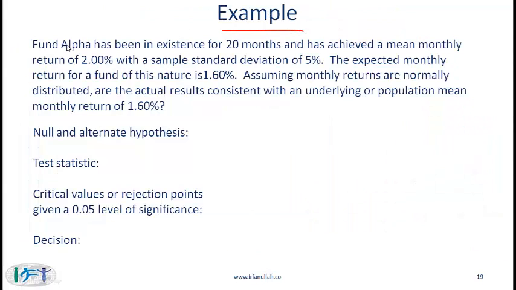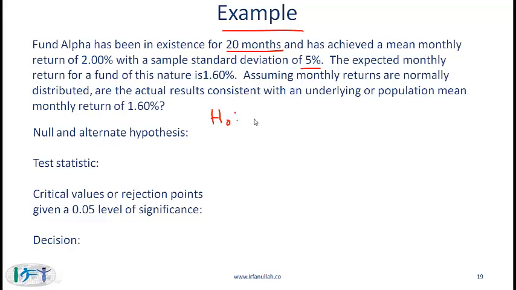Consider this example. Fund Alpha has been in existence for 20 months and has achieved a mean monthly return of 2% with a sample standard deviation of 5%. The expected monthly return for a fund of this nature is 1.6%. Assuming monthly returns are normally distributed, are the actual results consistent with an underlying or population monthly mean of 1.6%? The way you set this up is as follows.